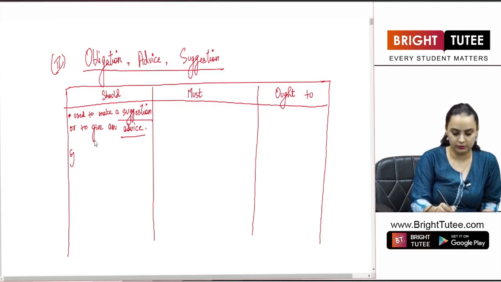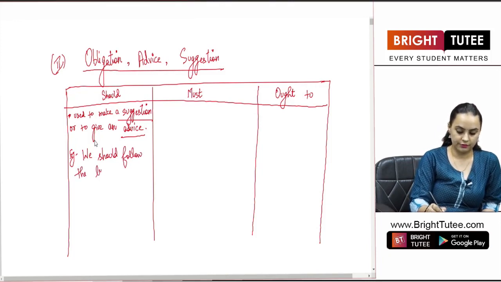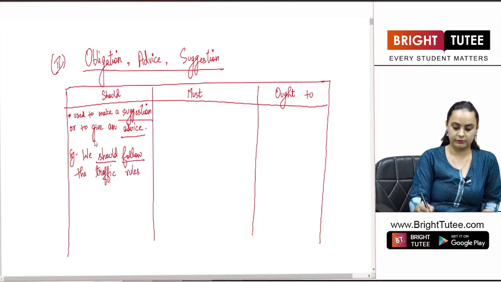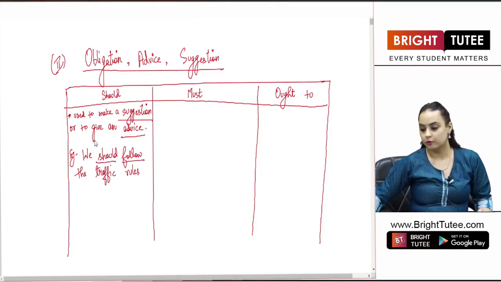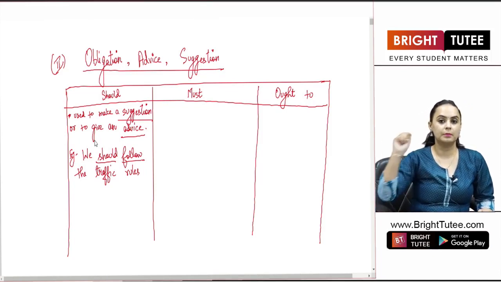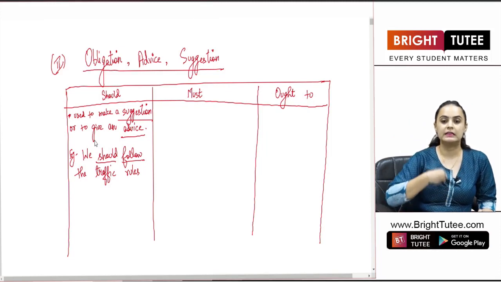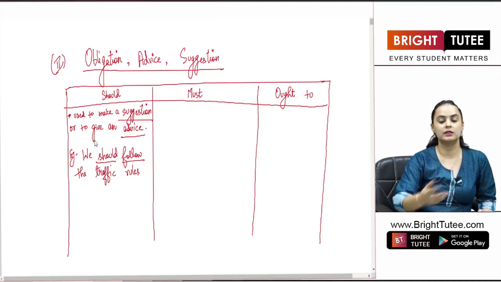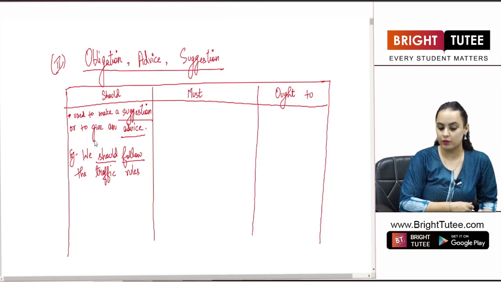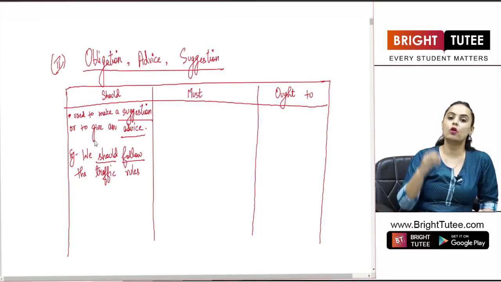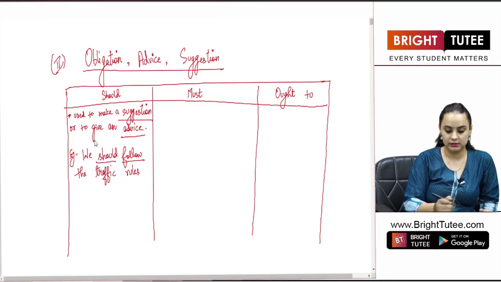For example, we should follow the traffic rules. What is it? Should follow the traffic rules. So, what is it talking about? It is talking about the fact you are giving an advice to everyone. This is a suggestion which you are making to everyone that we should always follow the traffic rules.